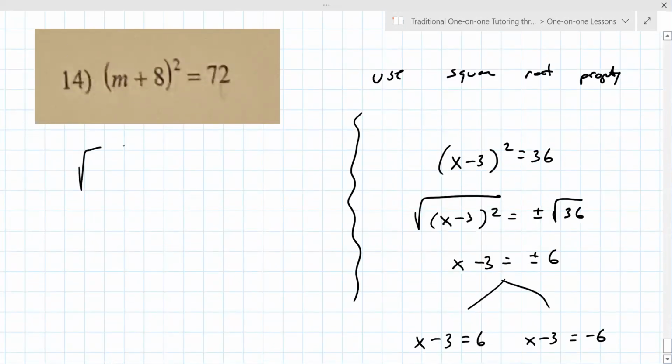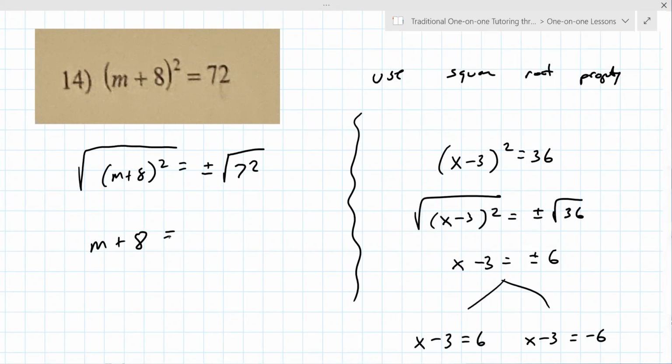So you're going to take the square root of both sides. That would just make it m plus 8 on the left side. On the right, though, the square root of 72 is not a nice number. You have to break it apart using a prime factorization, unless you can see it. Sometimes you can see what it is. And you look for pairs.